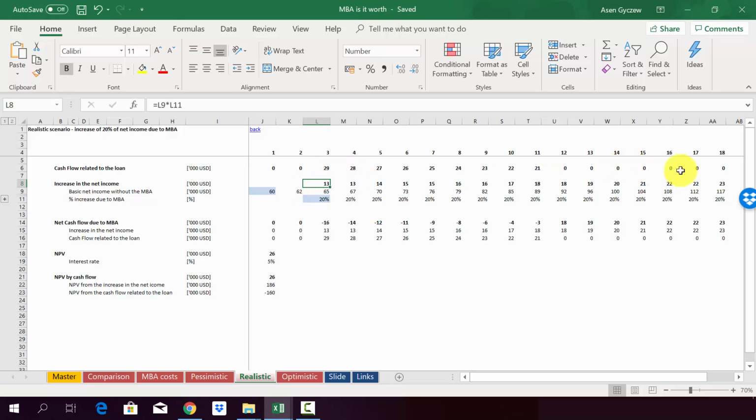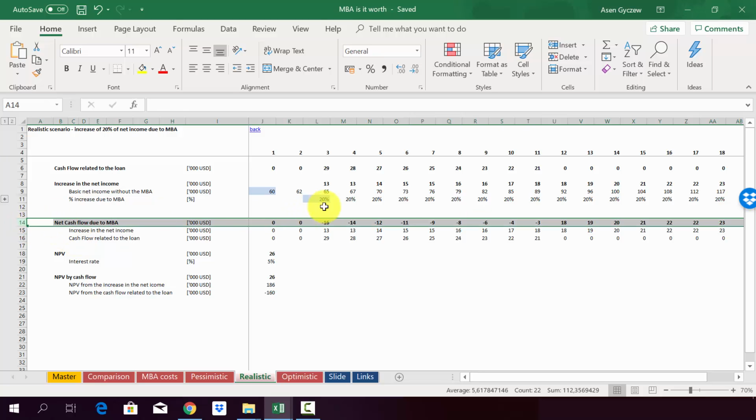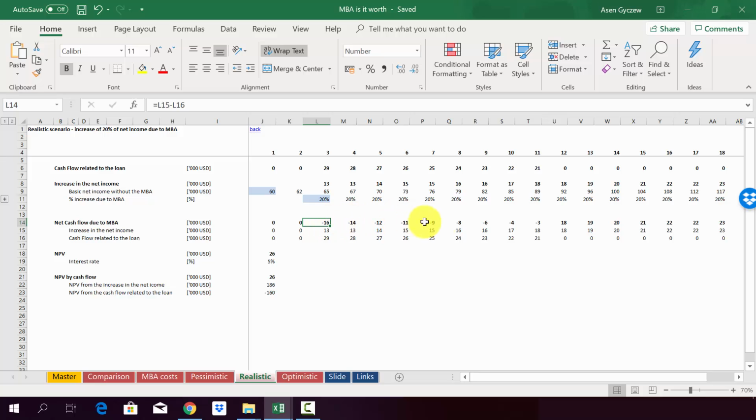And this actually goes up to more than 23,000 in year 18. Now, what does it mean when it comes to the net cash flow due to the MBA? We are generating much higher cash flows. So they're still negative and only after 12 years it is positive. However, as you can see, they are much lower than in the case of the pessimistic. So for example, in year 3, it was minus 22,000. And in the case of realistic, it's only minus 16.